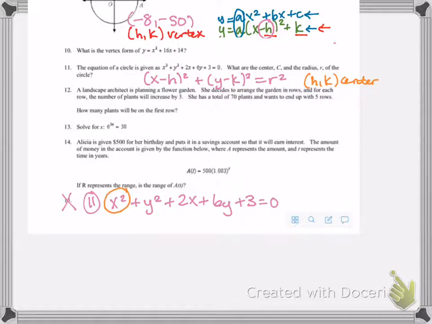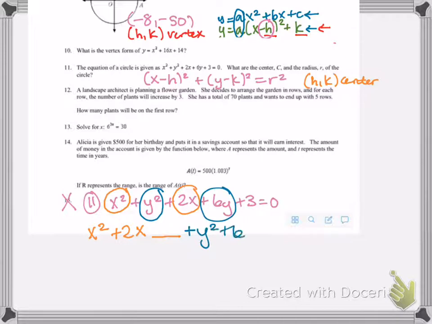First, I'm going to get all the x's together, and that's going to be an x² + 2x, and I'm going to leave a blank to complete the square. Then I'm going to get all my y's together, and that's going to give me a y² and a 6y. And I'm going to leave a blank to complete that square. And then I'm going to just take a second and subtract this 3 from both sides to move it to the other side. So I get equals -3.